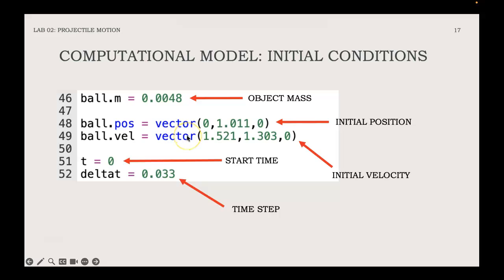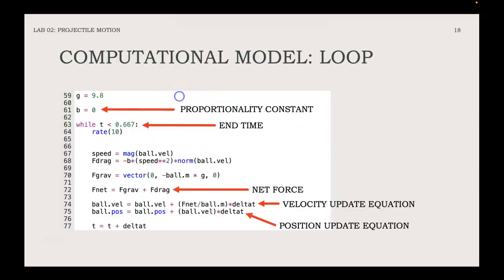Here we have our computational model and its initial conditions. We have an object mass of 0.0048 kilograms. We have our initial position, which is about a meter high, and then we also have our initial velocities in the x direction, 1.521 meters per second, and then 1.30 for our vertical velocity. Our start time is t equals 0, and our delta t is 0.033 due to our time step.